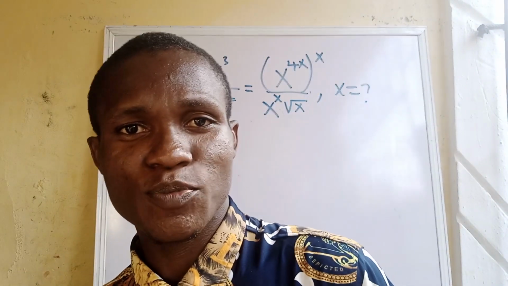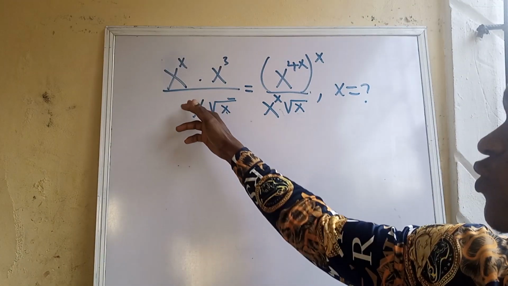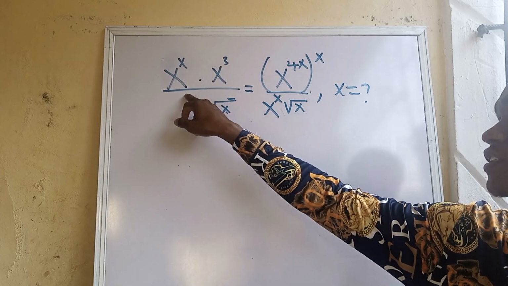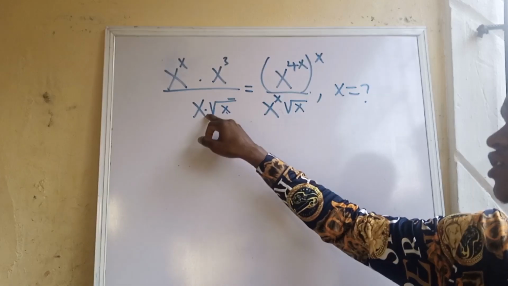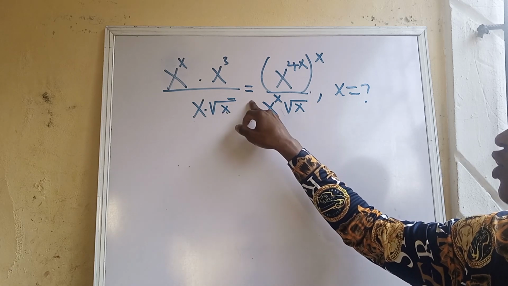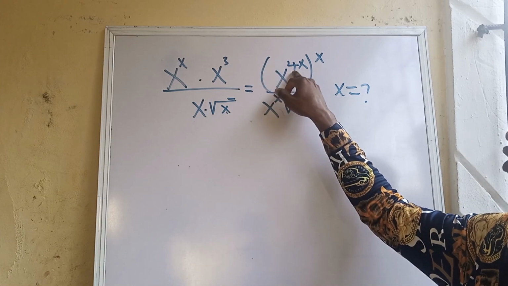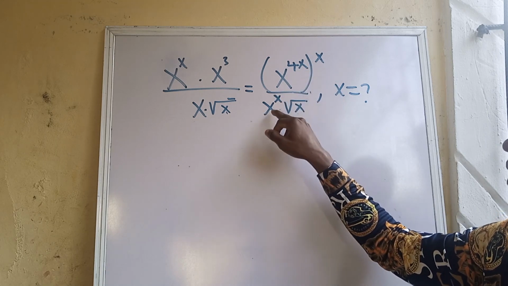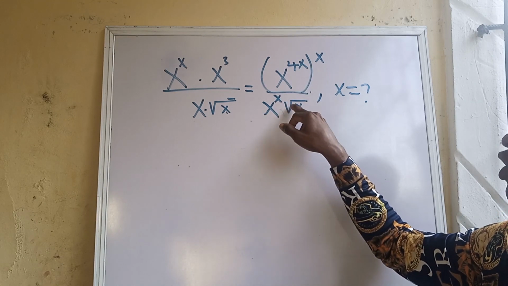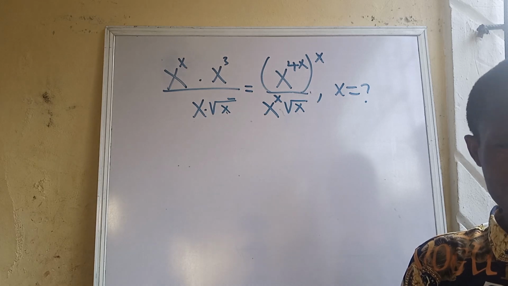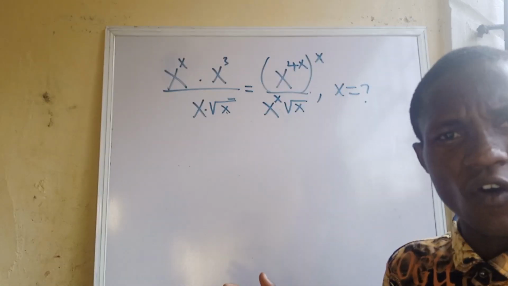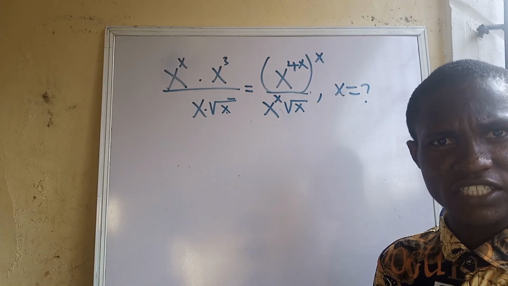I want to solve a nice problem which reads x to the power of x times x to the power of 3 divided by x times root of x equals open bracket x to the power of 4x close bracket all to the power of x divided by x to the power of x times root of x. Then the questioner says, what then is the possible value for x? So we are looking for the value of x in this challenge.